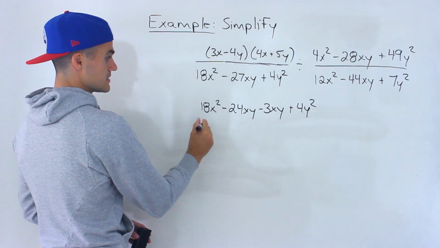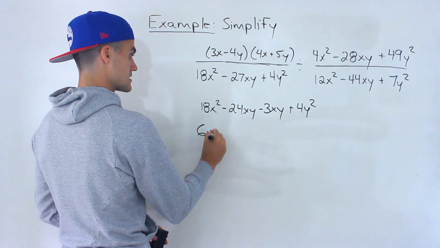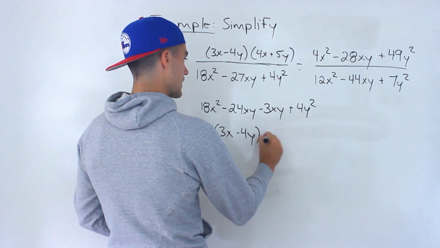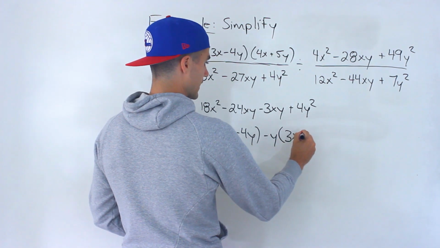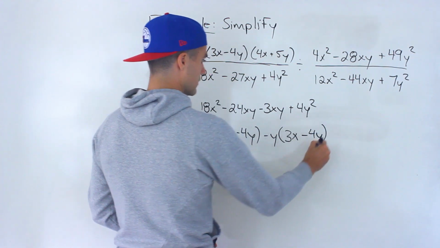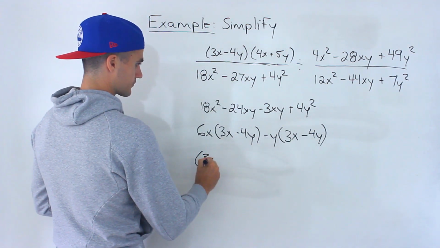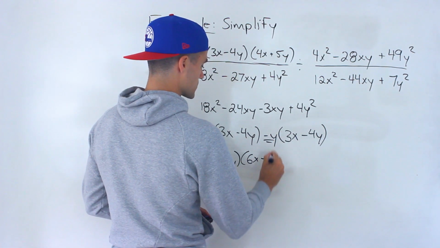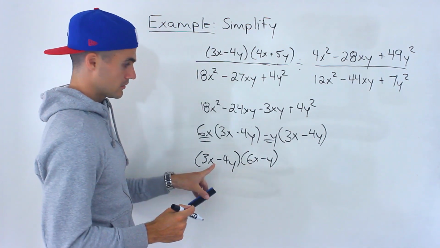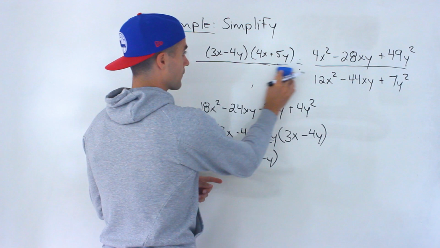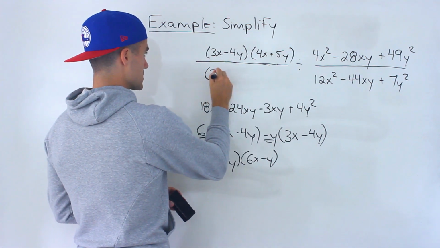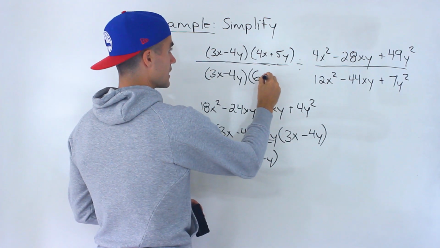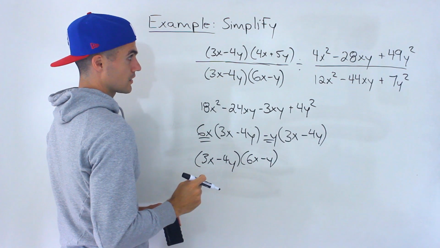Now notice out of these two, we could take out 6x. We'd have 3x minus 4y. And from these two, we could take out a negative y, and we'd have 3x minus 4y. Same bracket, and we'd have a 6x minus y, like that. So this denominator factors into that right there. I'm going to write these terms up top, just to save some room over here. This could be like your next line.